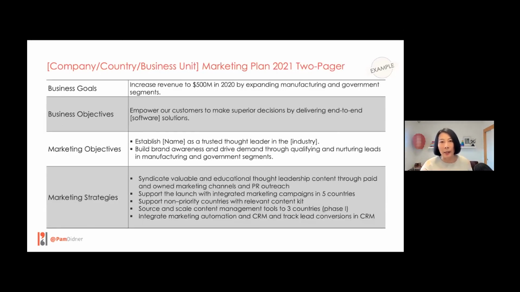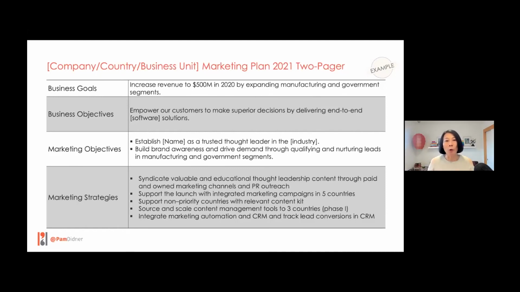This is an example of a two-pager, right? This company wants to increase the revenue to $500 million. The business objective is to empower the customer to make decisions by delivering an end-to-end software solution of theirs. And the marketing objective is about thought leadership, building brand awareness, and driving demand. Looking at the marketing strategy, the thought leadership is really about content. You need to create solid content and then use a paid media effort to actually share that information, right?